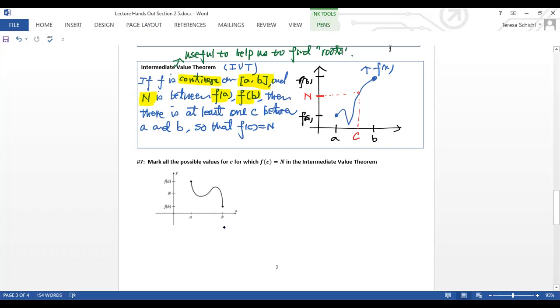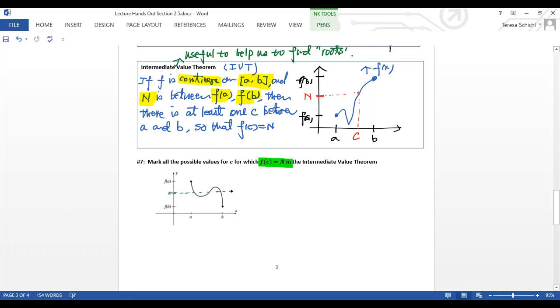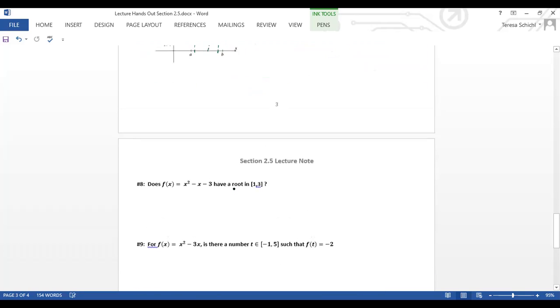Number seven. They say I have a function f of x, and f of a is different from f of b, so that's fine. Find all the possible values of c such that f of c equals N. So how many c's do I have here? I have one, two, three. This could be our c, this could be our c, this could be our c. So I have three c's here. This one is pretty obvious; it's basically just applying the Intermediate Value Theorem.